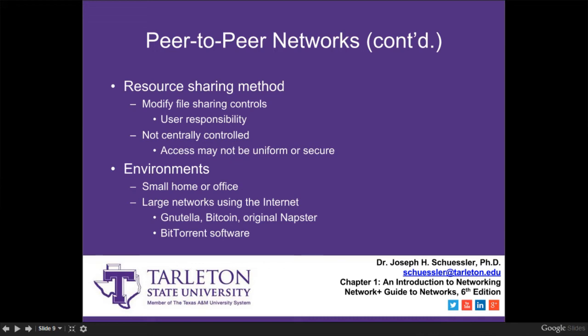Some may be willing to share a lot of information, others may not be willing to share any information. So there's that issue of reciprocity that may be an issue depending on the needs of the network users. It's not centrally controlled, so again, that access may not be uniform, and it may not be secure. In other words, users may misconfigure access to a particular file or folder.